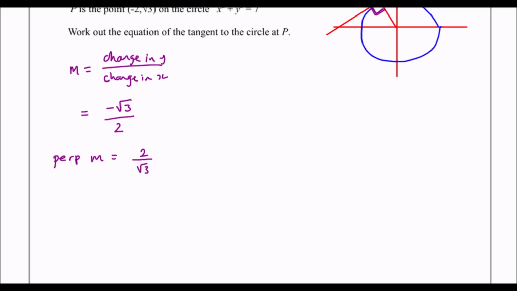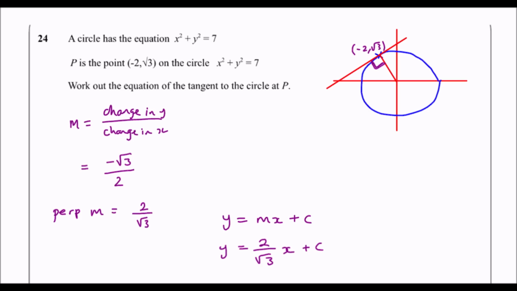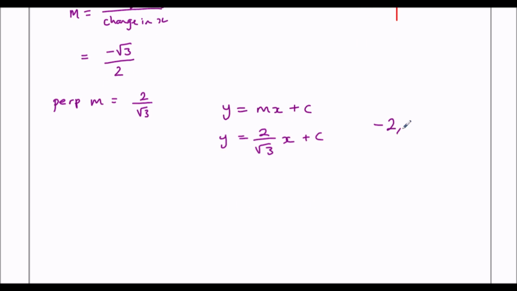So the equation of the tangent is y equals mx plus c. The equation of any straight line is y equals mx plus c. Our m is 2 over root 3. And we know it goes through the point (-2, root 3). So it goes through this point. So we can use these values of x and y to find c. So let's substitute them in.